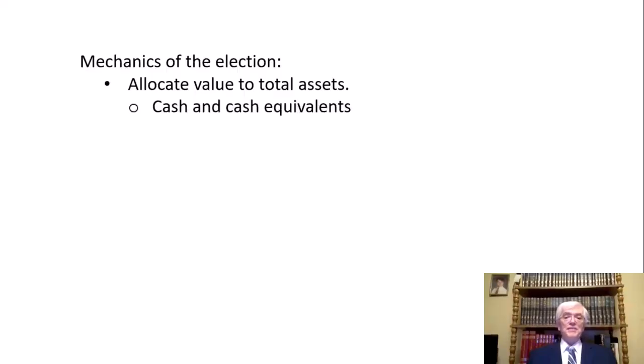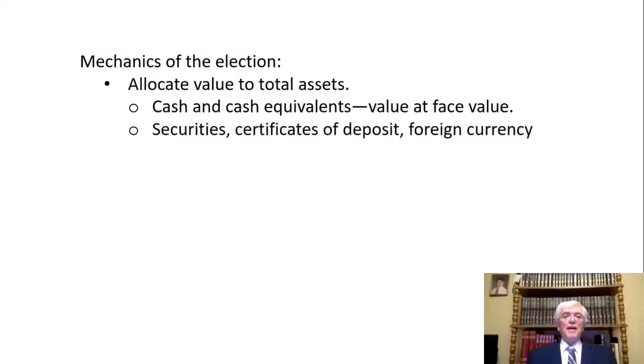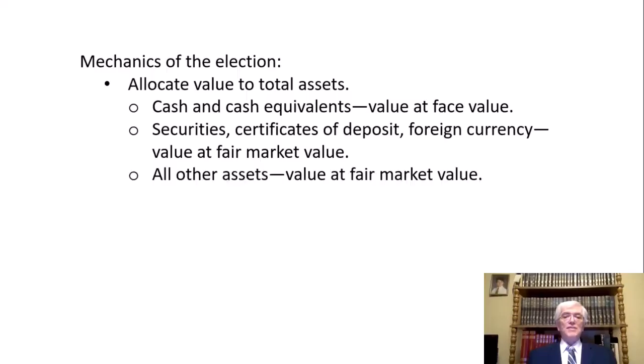Cash and cash equivalents, you can't do anything other than face value for that stuff. A $10 bill is a $10 bill. You can't call it a $12 bill just because you have extra value to allocate. So that's going to go at face value. Securities, certificates of deposit, foreign currency, value that at fair market value. All other assets also value at fair market value. Now you're wondering, why did I have two categories? I'm doing the same thing for both. You'll see that in a second.